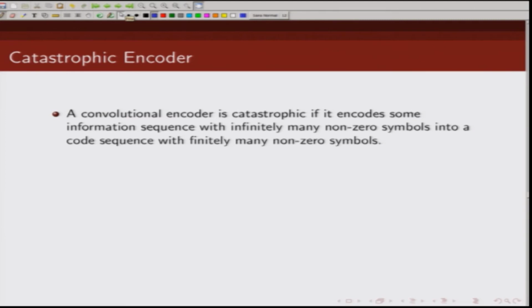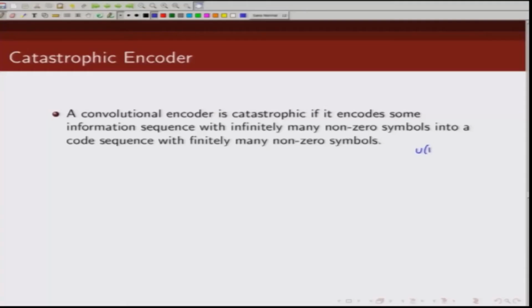Next, we will explain the concept of a catastrophic encoder. A convolutional encoder is catastrophic if it encodes some information sequence which has large weight, which has a large number of ones, into a code sequence with a finite number of ones. So, if you have an information sequence, let us say u of D, which is 1 over 1 plus D, this is a sequence of all ones. This is basically nothing but 1 plus D plus D square, and so on. So, this is a sequence of all ones.